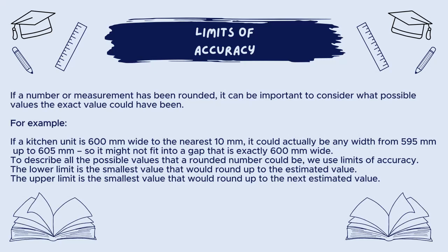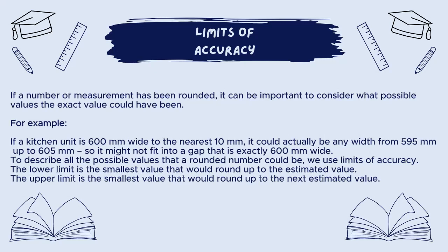Now, limits of accuracy. If a number or measurement has been rounded, it can be important to consider what possible values the exact value could have been. For example, if a kitchen unit is 600 mm wide to the nearest 10 mm, it could actually be any width from 595 mm up to 605 mm, so it might not fit into a gap that is exactly 600 mm wide. To describe all the possible values that a rounded number could be, we use limits of accuracy.